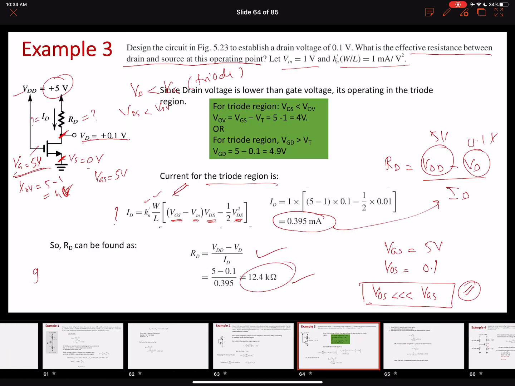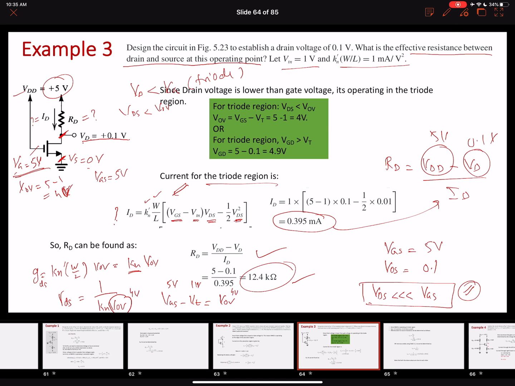So our conductance is Kn dash W over L times VOV, where Kn dash is the MOSFET transconductance parameter, and VOV is the overdrive voltage. So the resistance of the channel from drain to source will be 1 over Kn VOV, right? We already know the overdrive voltage because we know VGS. VGS minus VT is the overdrive voltage. VGS is 5 volts, threshold voltage is 1 volt, so the overdrive voltage came out to be 4 volts, right?